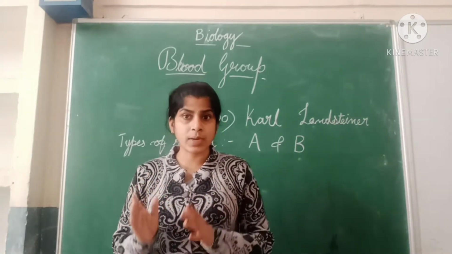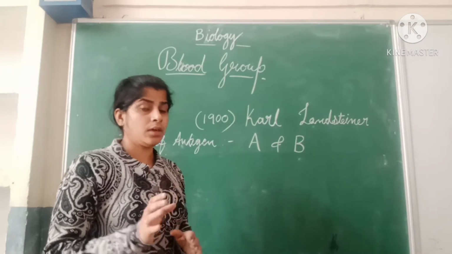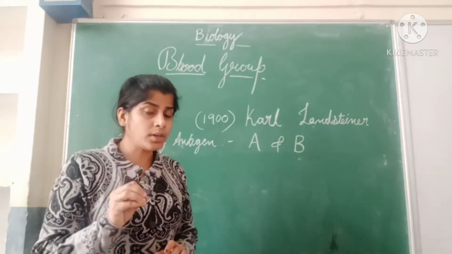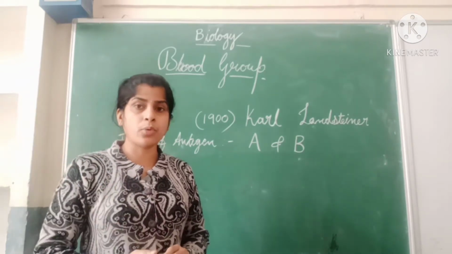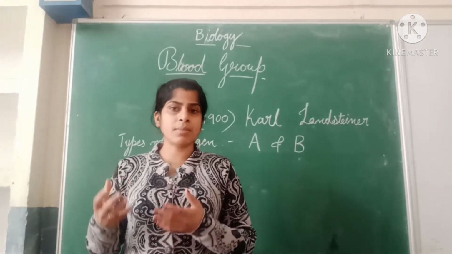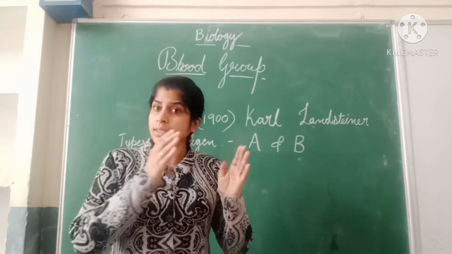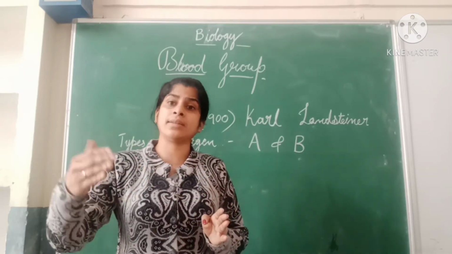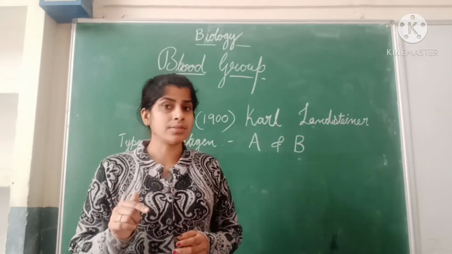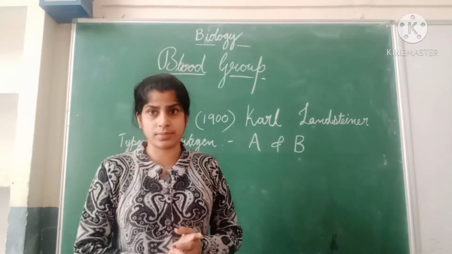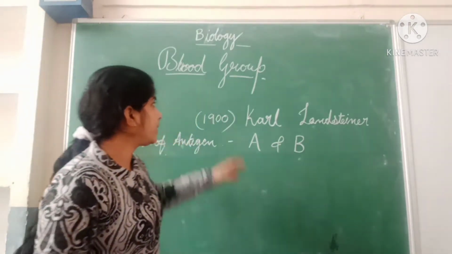The body does not make antibodies against its own red blood cell antigens. The plasma contains antibodies, which attack the foreign. Foreign means something that comes from outside into the body. These antibodies attack foreign RBC antigens, not our body's own RBC antigens. This way we can find the blood group.